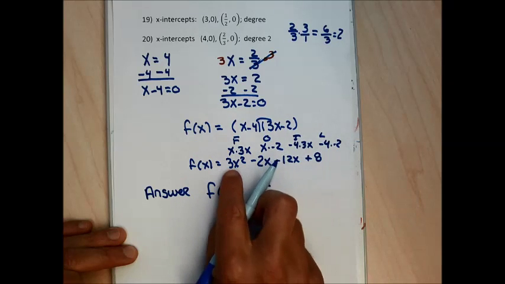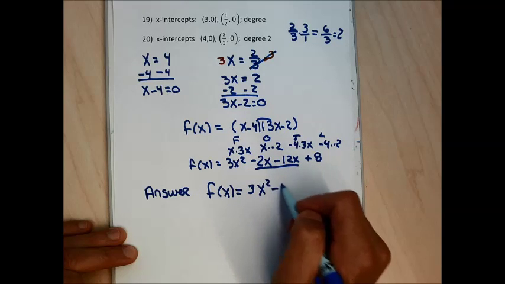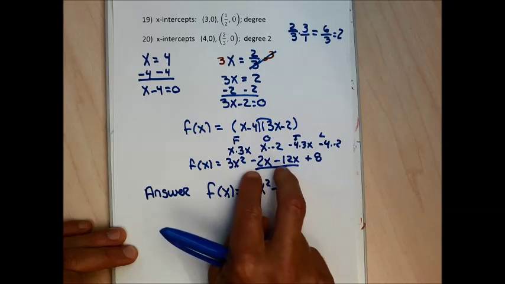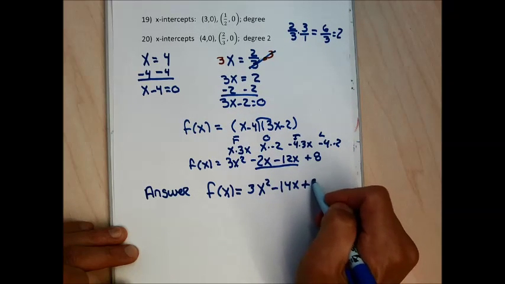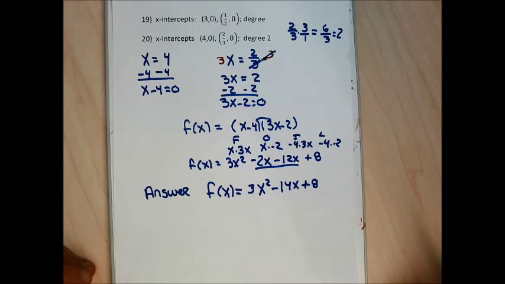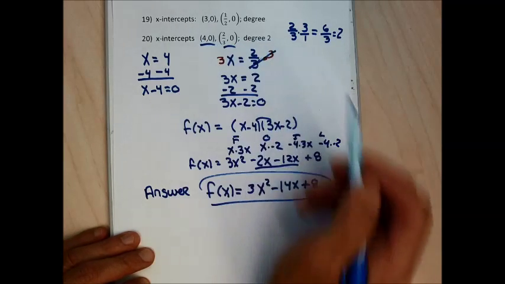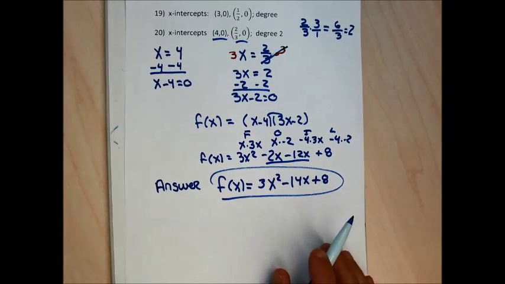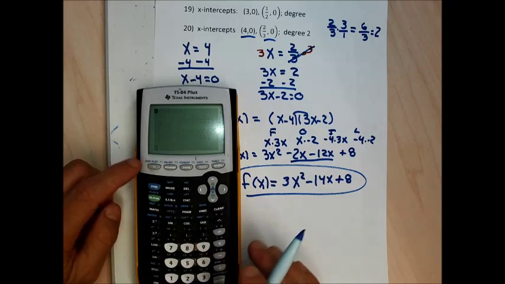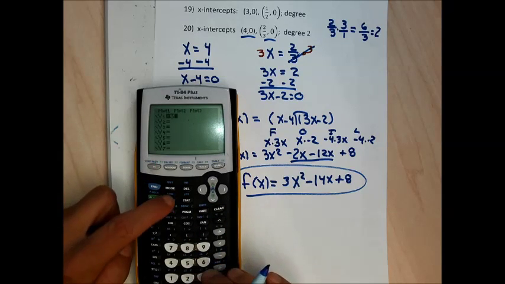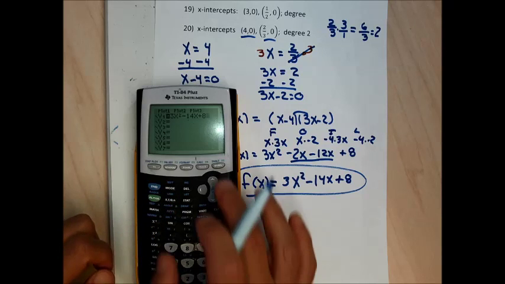This is going to give me, if I simplify this, 3x squared. Those terms combine to be minus 14x. Both the numbers in front of the x's are negative, so I add them and keep them negative, and I bring down the plus 8. So easy to check these that I'm going to check them. I'm going to graph this function and make sure it has these two x-intercepts. And let me do that real quickly here. So let me graph the function y equals 3x squared minus 14x plus 8.